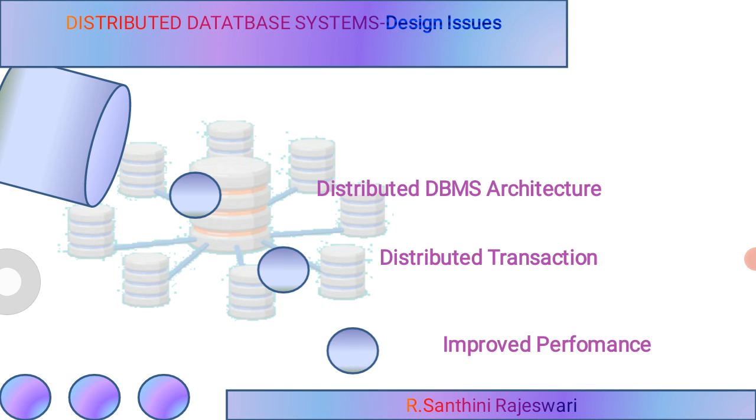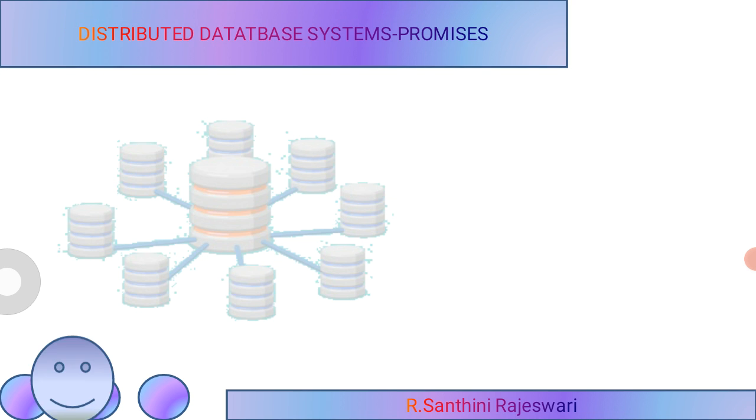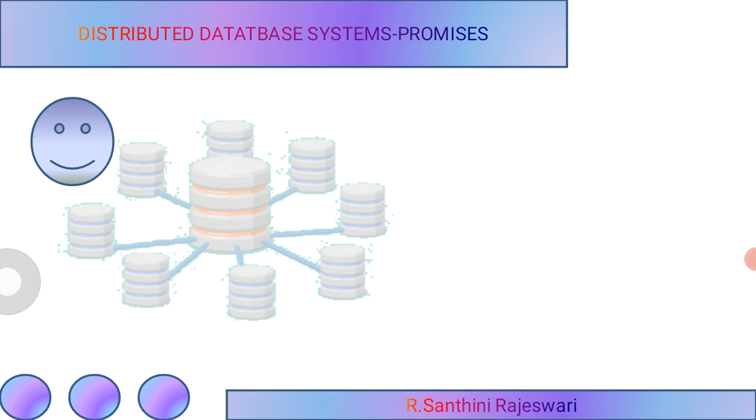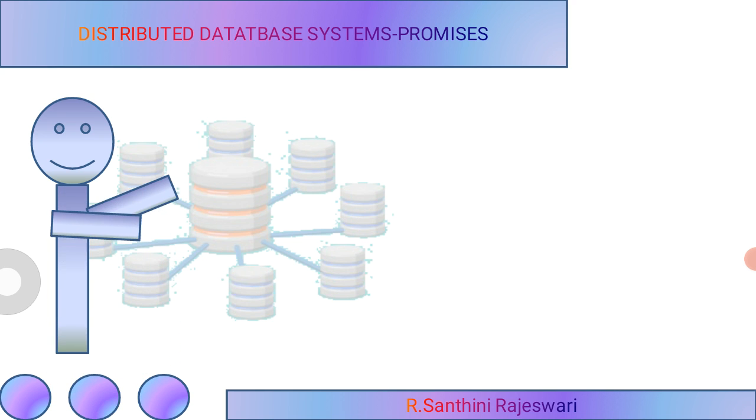The major issues we have to consider while designing the DBMS architecture are the availability as well as the reliability of the data, with the advanced components used in my design, which improve the performance of my system. So these are the design issues which we have to consider at the time of distributed database design.